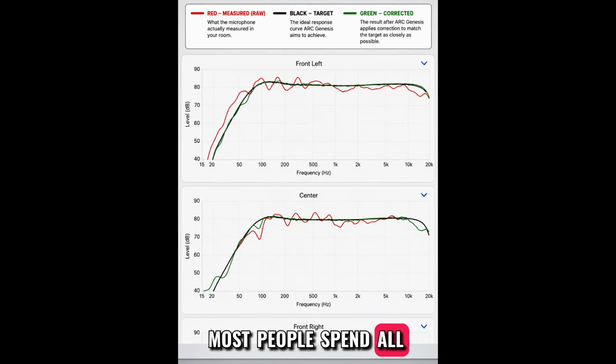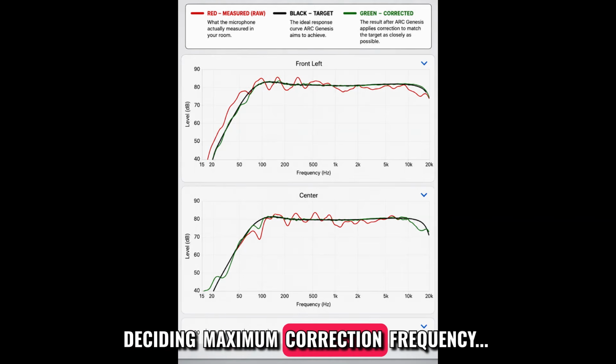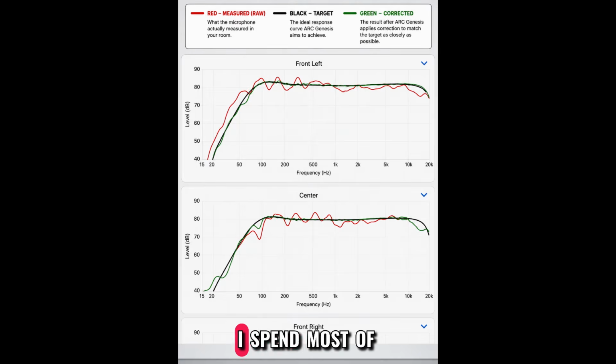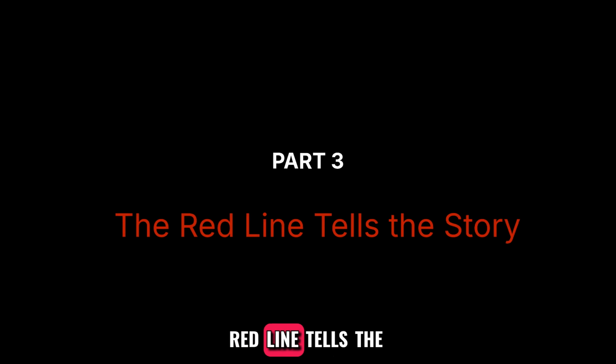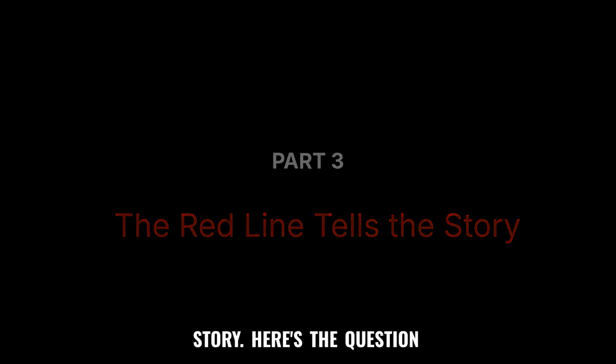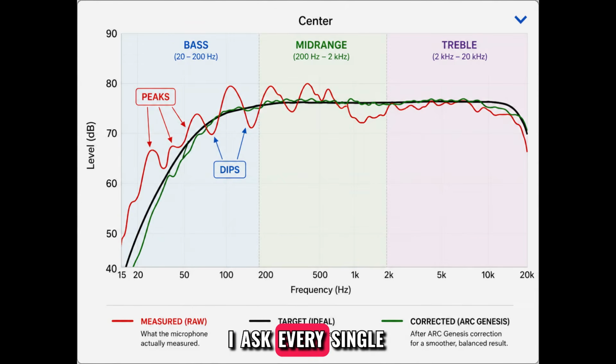Most people spend all their time looking at the green line. I don't. When I'm deciding maximum correction frequency, I spend most of my time looking at the red line, because the red line tells me how much work ARC actually needs to do. Part 3. The red line tells the story. Here's the question I ask every single time. How close is the red line to the black target?